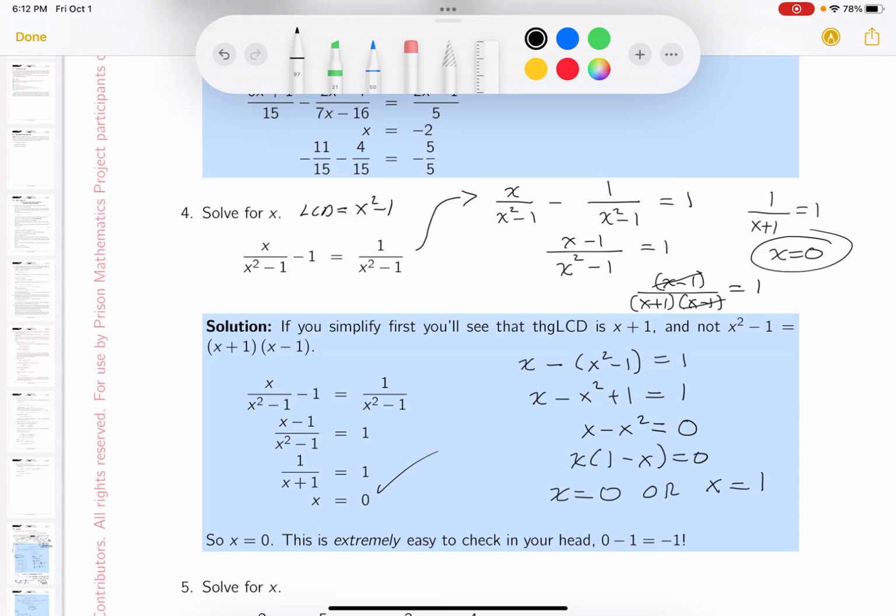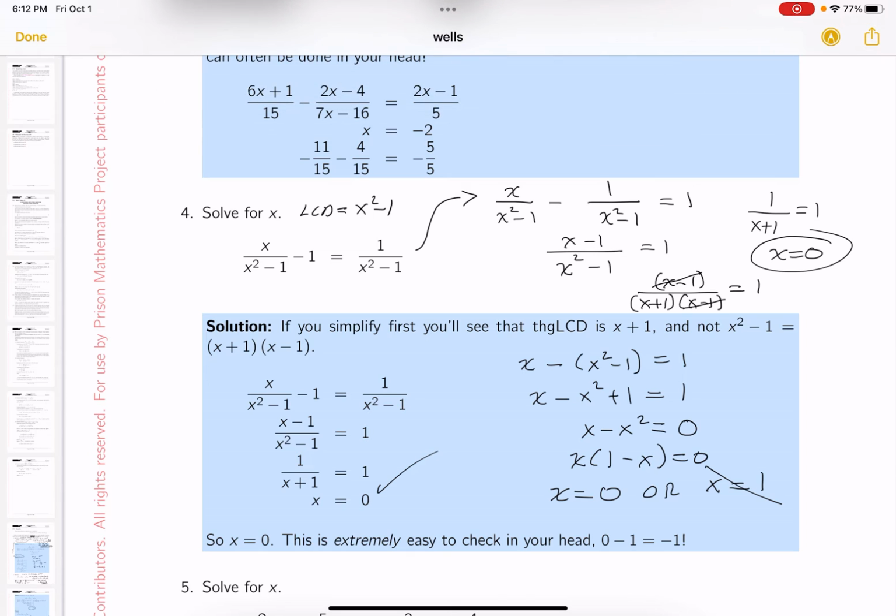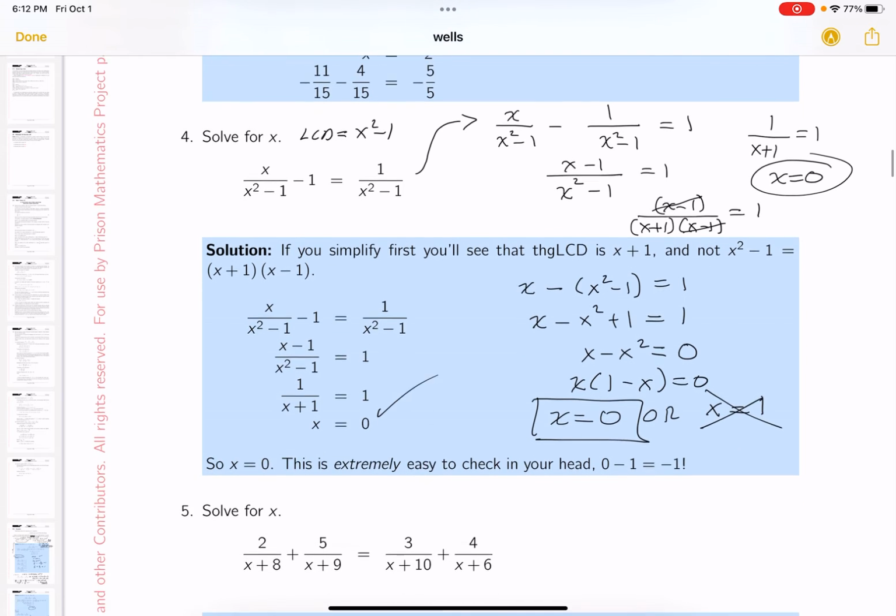But if you check the 1, you realize it doesn't work. And why is that? A division by 0. It's an extraneous solution. It gets crossed off, but x equals 0 does work, and this should be boxed. We've already checked that. All right? Let's do the next one.